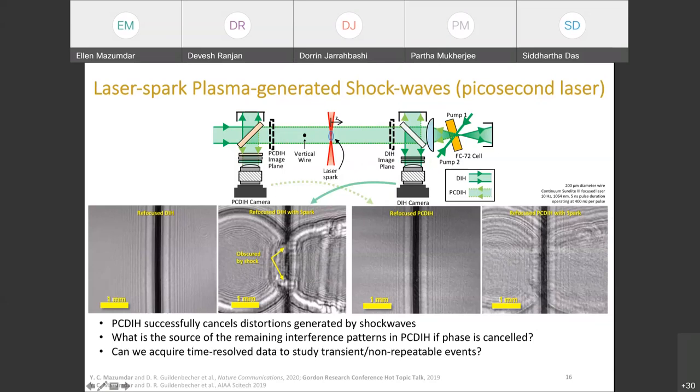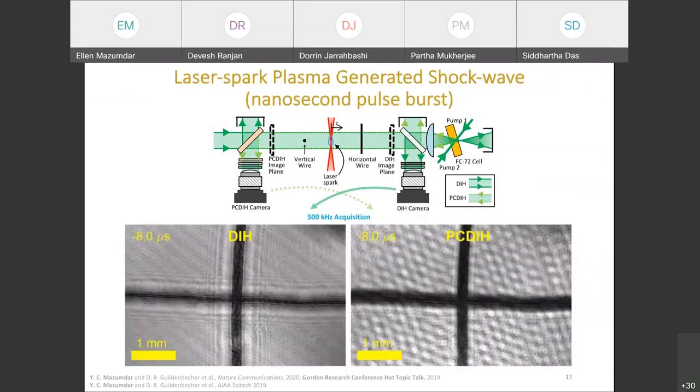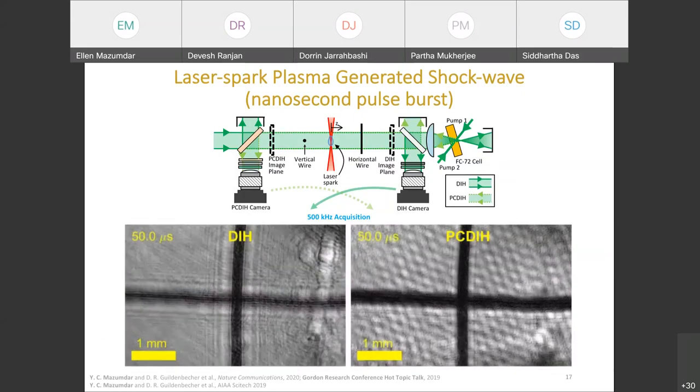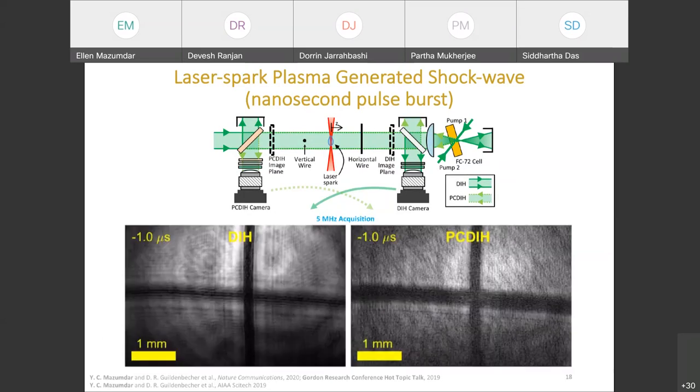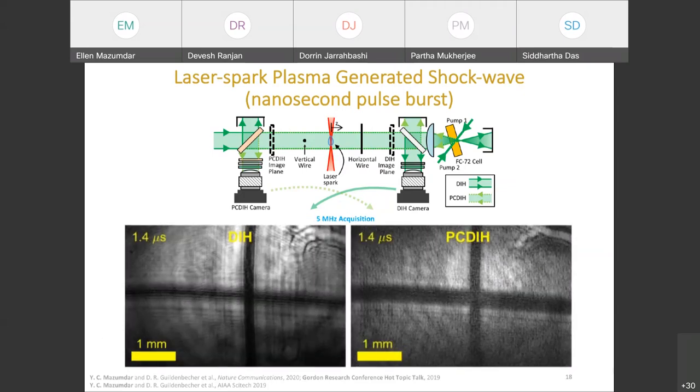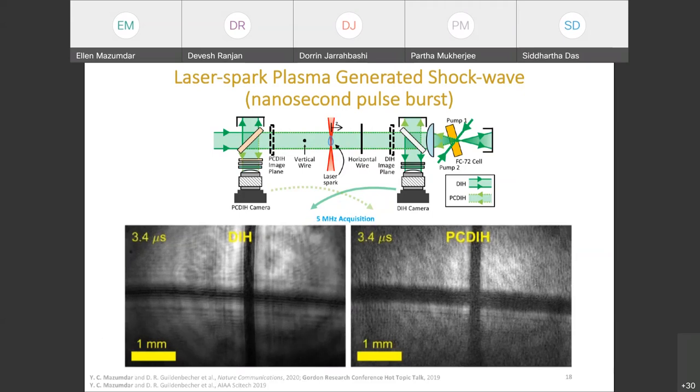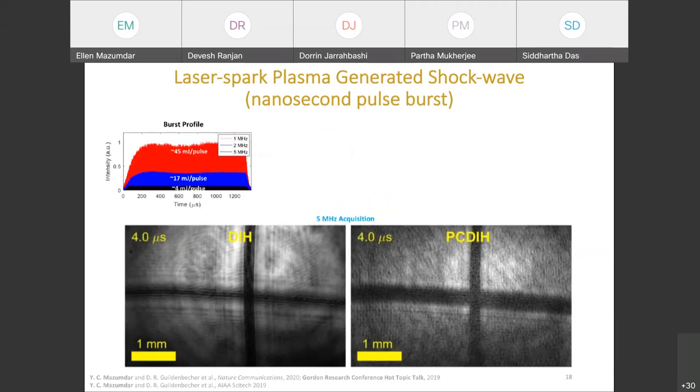So can we apply this in transient or non-repeatable events? Can we use it to study explosives or other propellants? So the answer is yes. So this is a 500 kilohertz acquisition of a shockwave generated by a laser spark. At 500 kilohertz, you only get maybe 1 or 2 frames. When we go to 5 megahertz, we actually can start seeing the shock generation, the plasma generation, and the shock expansion. So what you'll also see on top of that is the image quality is not as good.